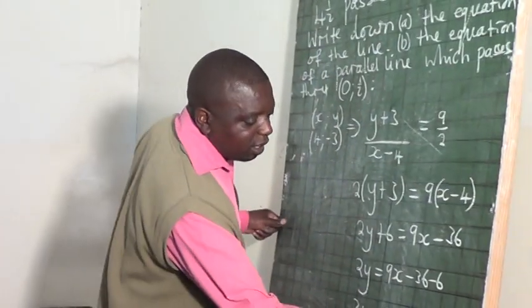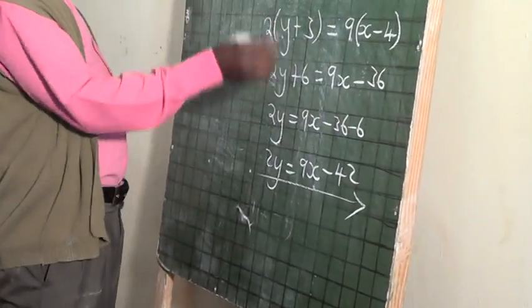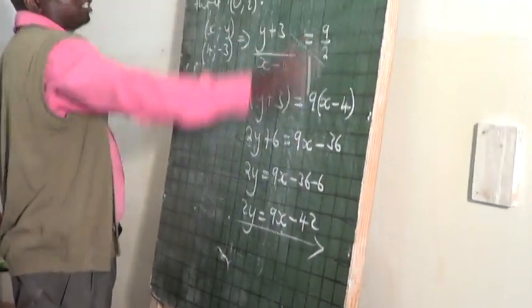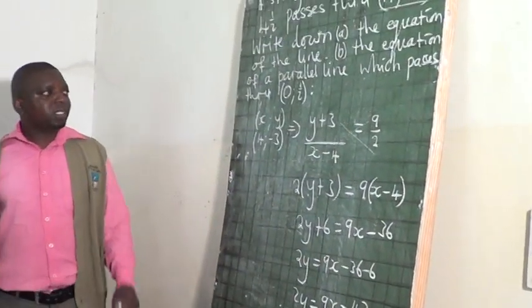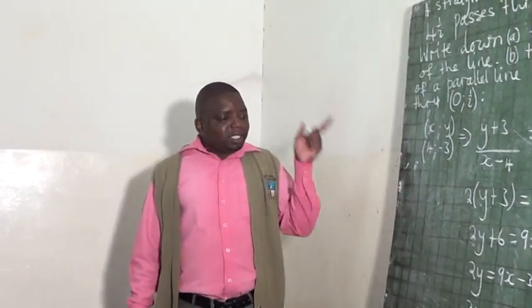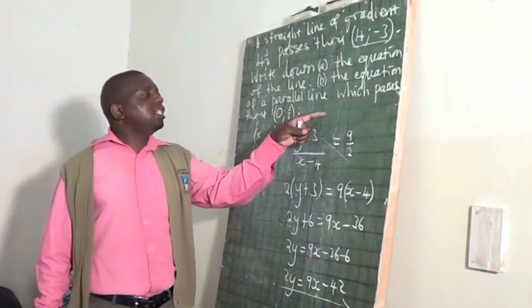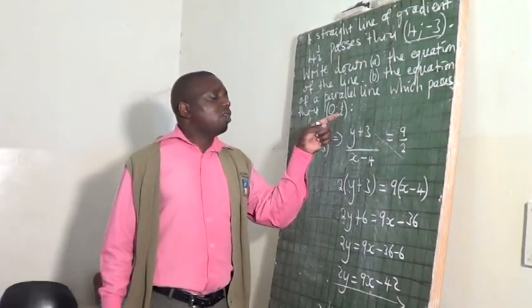Right, so this is the equation which is parallel. I mean, this is the equation of the line we started with. That is part A answered. Part B, the equation of a parallel line which passes through 0, half.